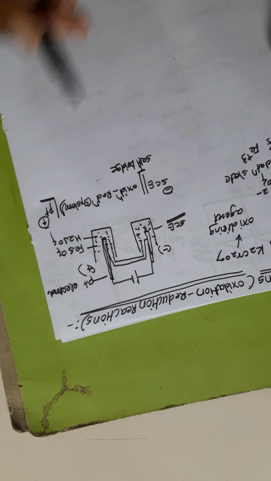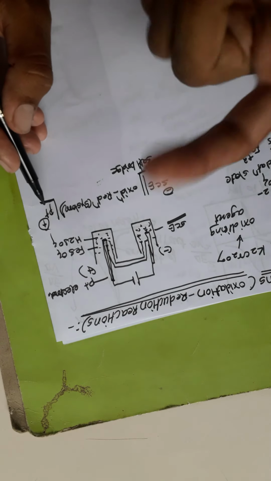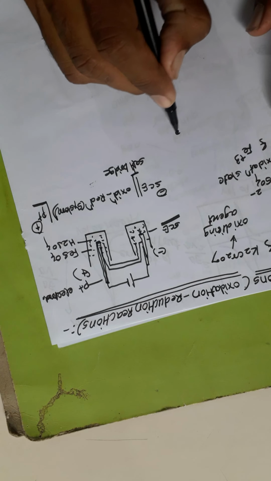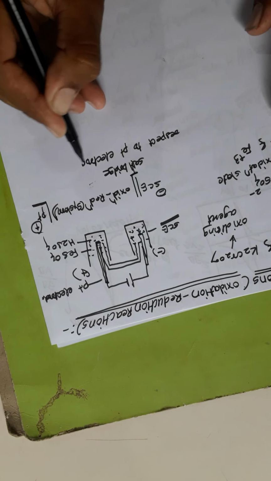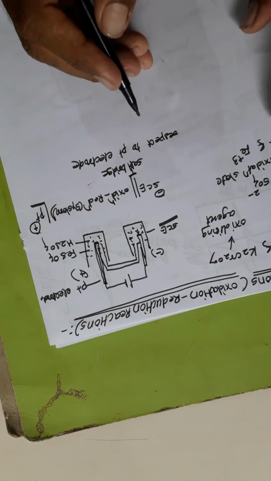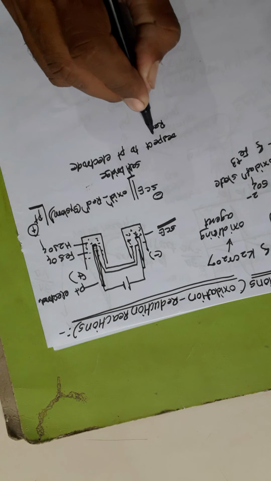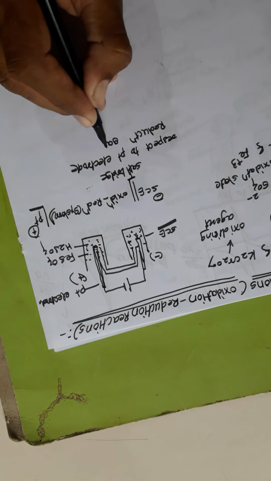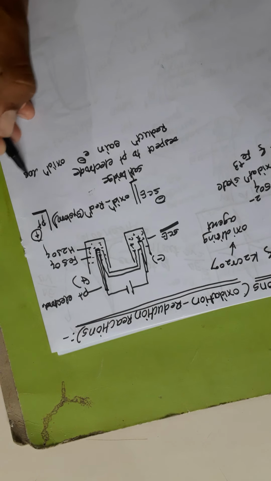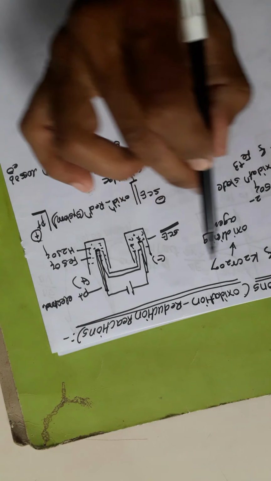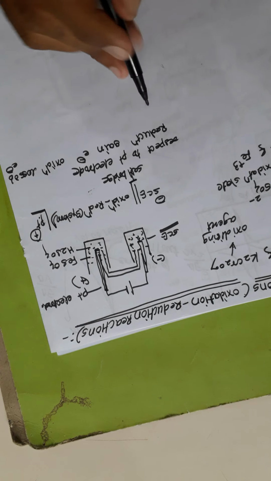With respect to the platinum electrode, this is the positive end. That's why reduction takes place here. Reduction means gain of electron, and oxidation means loss of electron. Redox titration means oxidation and reduction take place. With respect to the platinum electrode it is the positive end, that's why reduction takes place.